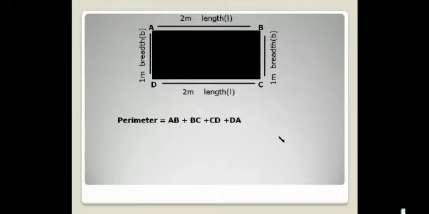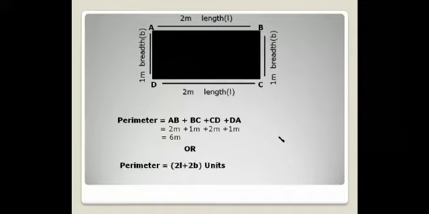Now AB is how much? 2 meter plus 1 meter plus 2 meter plus 1 meter. So when you add 2 plus 1 is 3, 3 plus 2 is 5, 5 plus 1 is 6. It becomes 6 meters. This is what you followed in 4th standard. Now there's another method using a formula. That is perimeter is equal to 2 length plus 2 breadth.